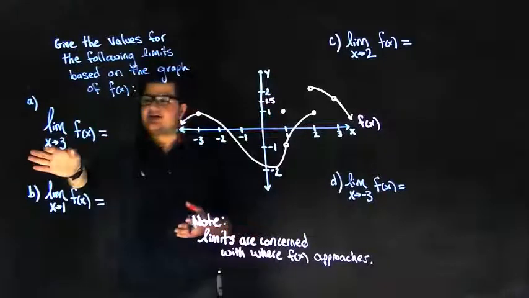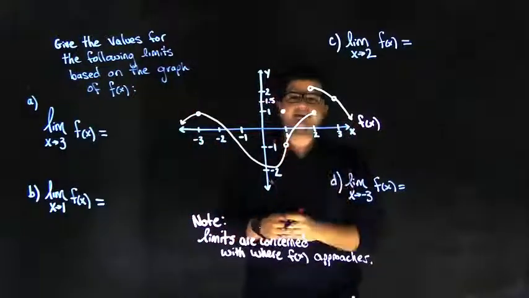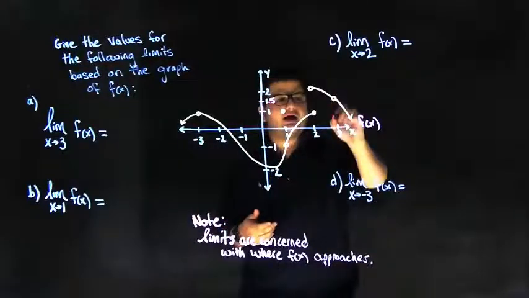So let's take letter A for example. The limit as x approaches 3 of f of x. I'm going to go to 3 on my x-axis, and I'm taking the limit of f of x, so I'm heading up to the graph of f of x.